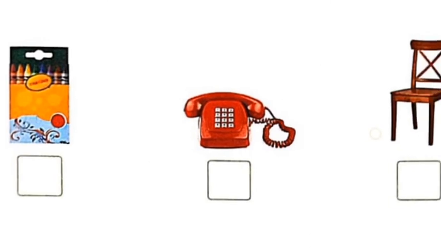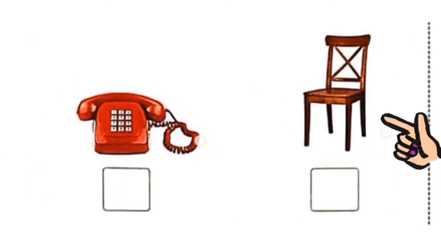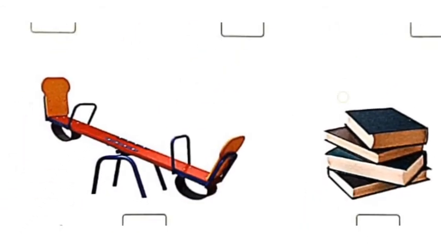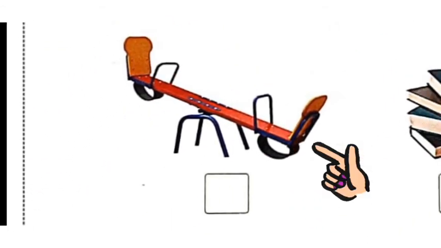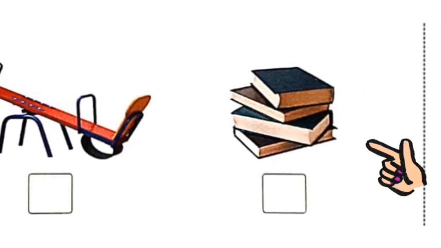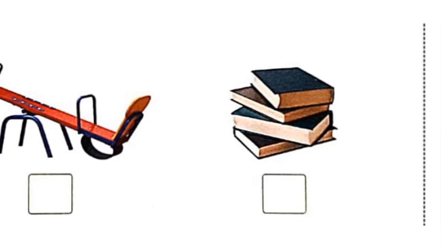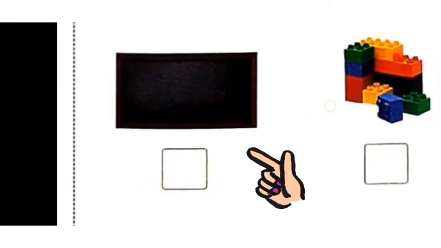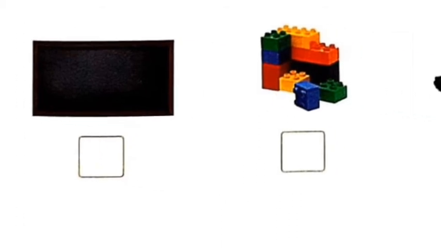This is a chair. It is in our classroom, so we will tick in the box. Here is a seesaw. It is not in our class, so we will not tick in the box. Now here are some books. They are in our classroom, so we will tick in the box. This is a blackboard. It is in our classroom, so we will tick in the box.